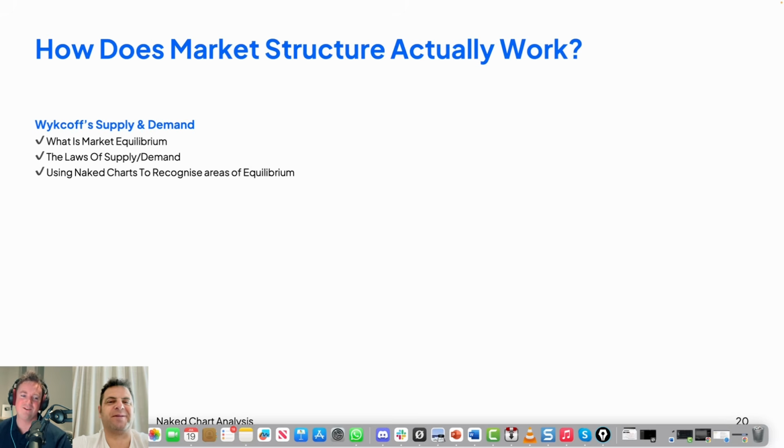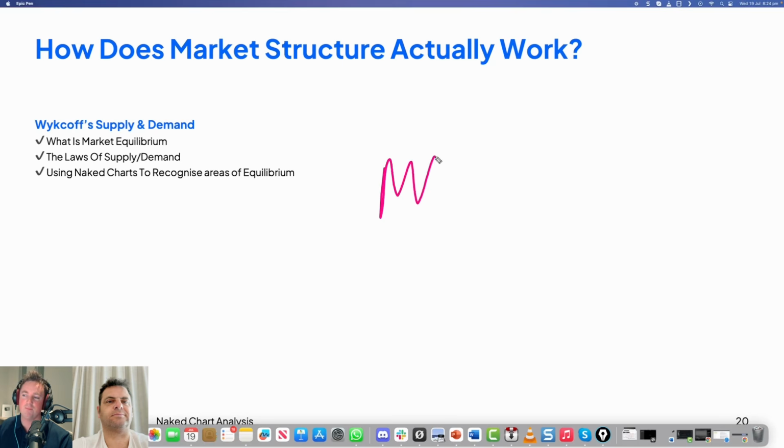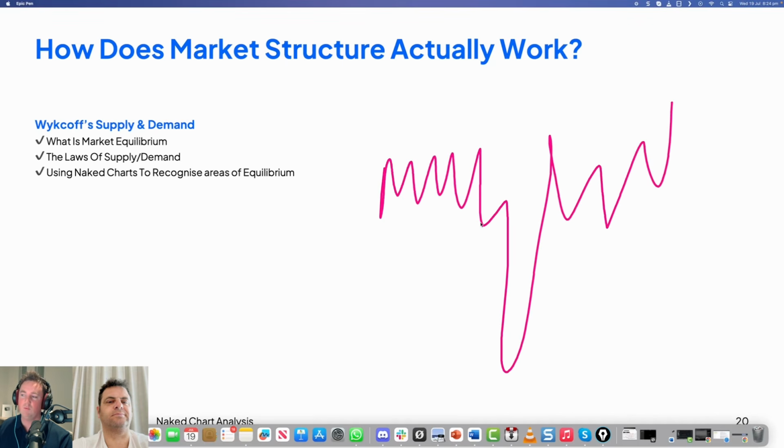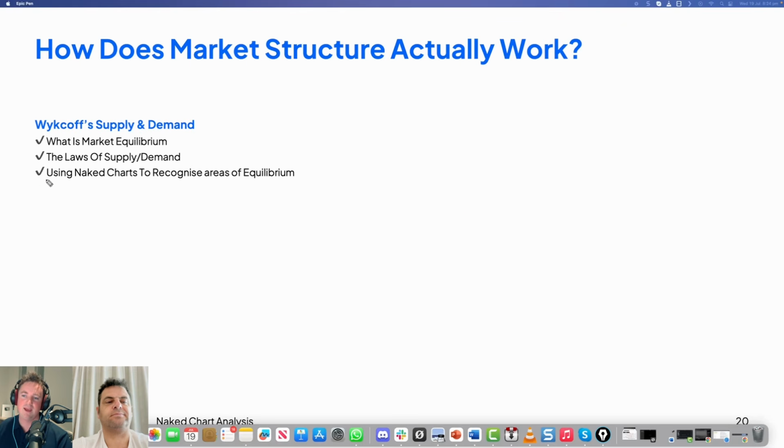So that brings us to a topic that is near and dear to our hearts, which is how does market structure actually work? What is it when we're looking at markets and we're looking at naked chart analysis? How do we understand the squiggly lines on the screen in a better form? So if it looks something like this, how do we interpret something like that? Well, today we discuss market equilibrium, the laws of supply and demand, and then, of course, using naked charts to recognize those areas of equilibrium.